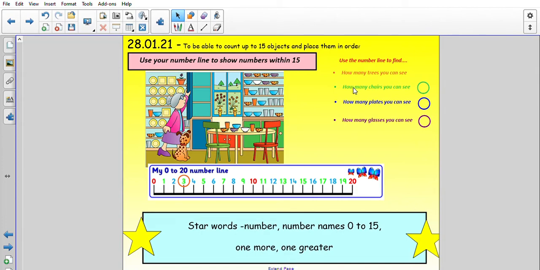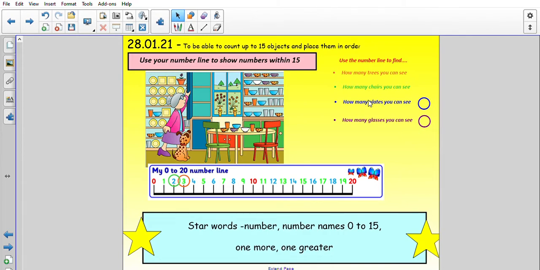Let's look at our second question, our green question. How many chairs can you see? Now, I don't think we need to count the chairs. I think we can just see it. We can subitize it. We know there's 2. A green one and an orange one. So that makes 2. So I'm going to take my green circle. Now, where's number 2? Now, 2 is smaller than 3, so it's going to be this end, isn't it? Oh, yep. There it is. Number 2. Well done.